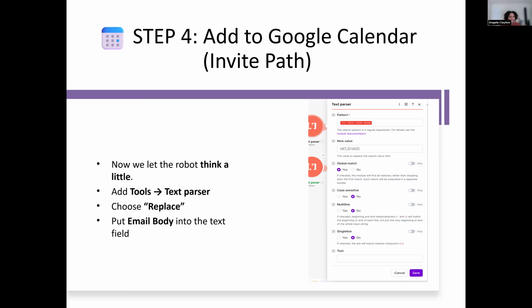So the next part you're going to do is have your agent think a little bit. So you're going to use a text parser. Next to your router where you have your lines going to your filter, you're going to add a module, and the module you're going to add is a text parser. And then you're going to use the replace filter as a part of the text parser. So it should say text parser replace, and that's what you're going to use.